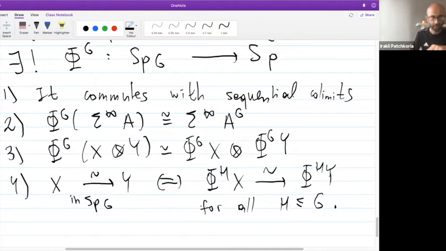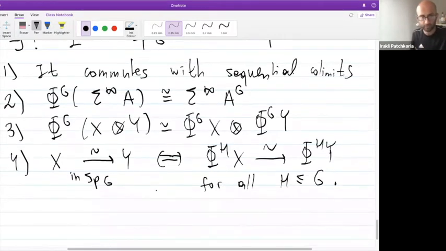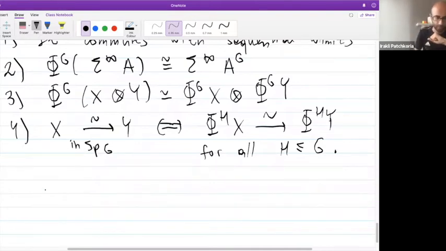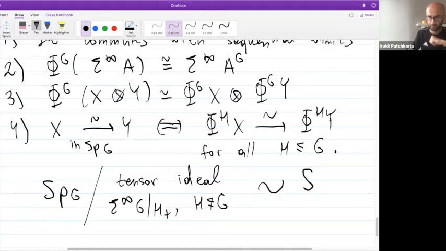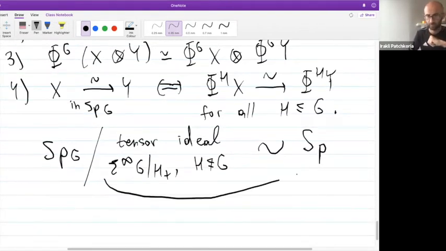Now there are specific models, whichever you like, that you can write down for this, and it's very easy to write down, but I don't want to do that. One immediate consequence is that this functor is a localization: if you take G-spectra and kill inside it a tensor ideal, meaning you take the subcategory generated by these things under cofibers, coproducts, extensions and retracts, and then close it up also under the tensor product. If you generate the tensor ideal by suspension spectra of proper orbits, that is, H not equal to G, then it turns out this is equivalent to the category of non-equivariant spectra, and the one that realizes this is exactly geometric fixed points. So that's one of the applications of this consequence.